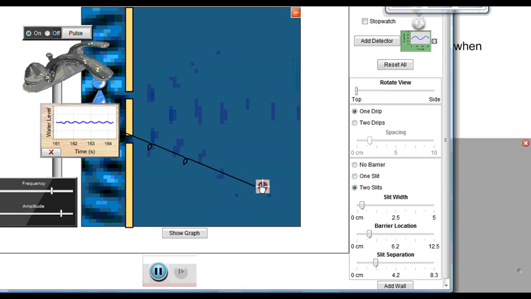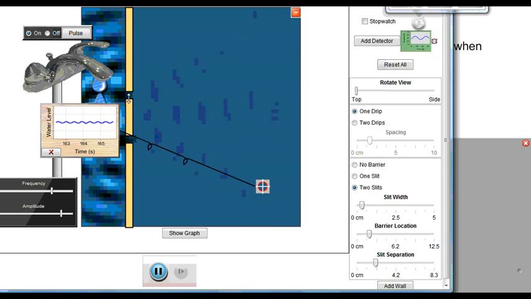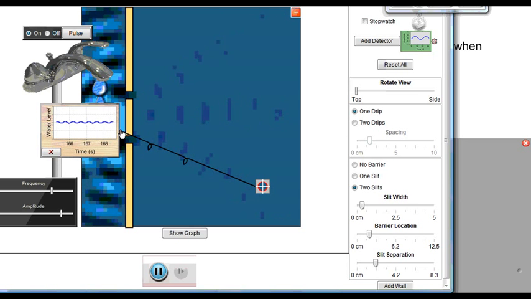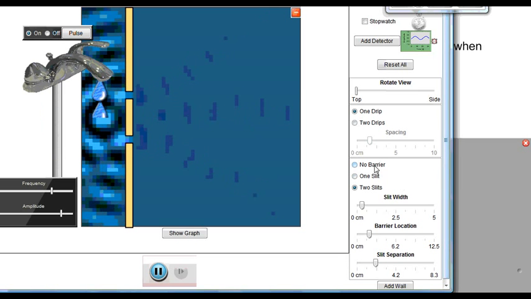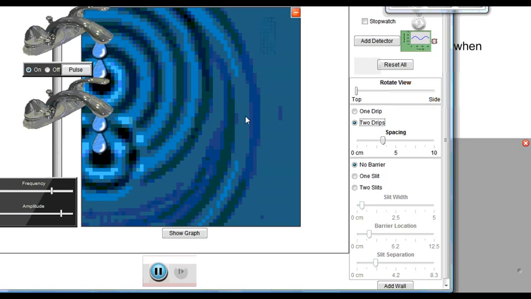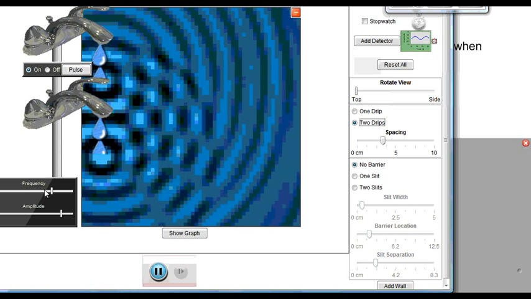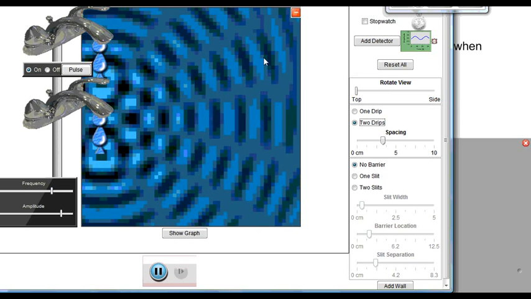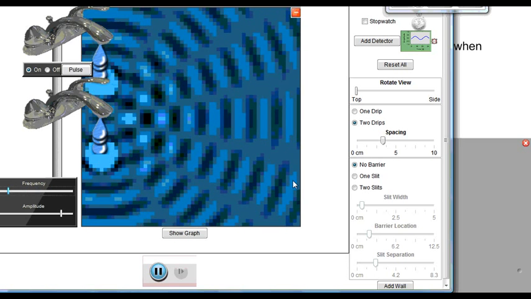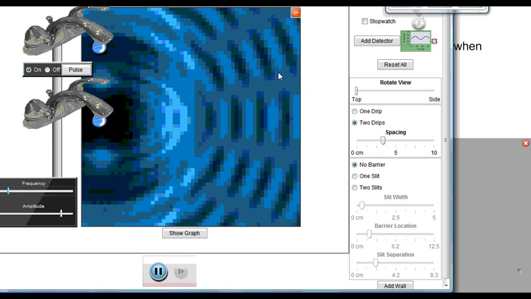We can show the same sort of effect either with two taps by themselves or with two slits. And one of the neat things, when we turn this guy off and go back to the two drips, is that I can see this pattern that develops. But one of the other neat things I can do is make the frequency different. What sort of pattern do you think would happen? So if I make this less frequent, watch how this pattern changes.